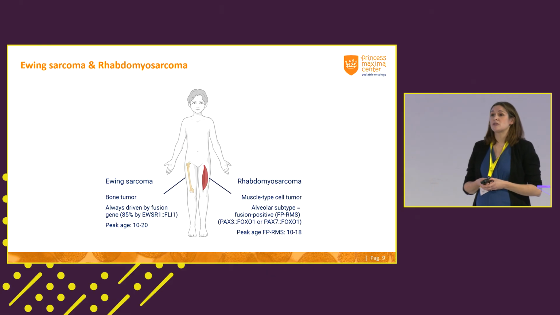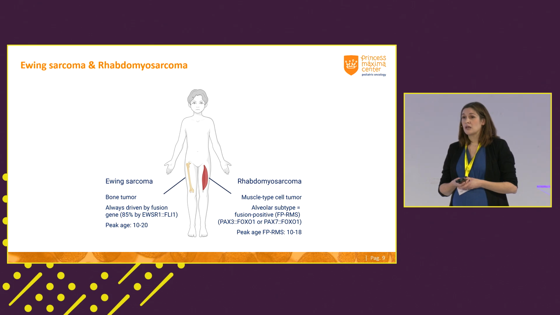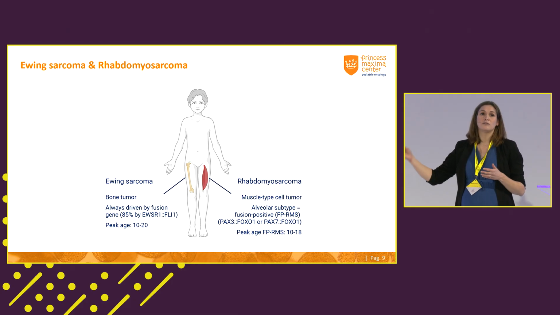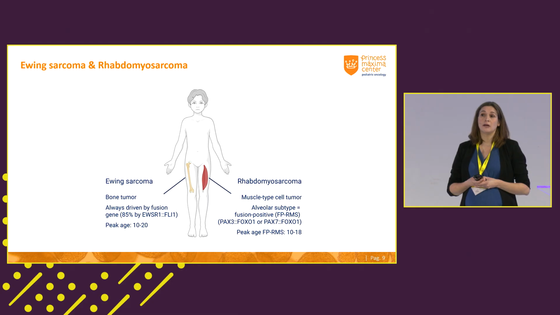So about the tumor types that we're studying, both are in the pediatric setting. Ewing sarcoma is mainly a bone tumor, and it's a type of sarcoma that's always driven by a fusion gene. In most cases, this is a fusion between EWSR1, Ewing sarcoma region 1, that is fused to FLI1. This type of fusion gene can cause a lot of aberrant transcription, a lot of methylation effects. So this will have a very important impact on those cells. This is mainly a tumor that occurs in teenagers and young adults.